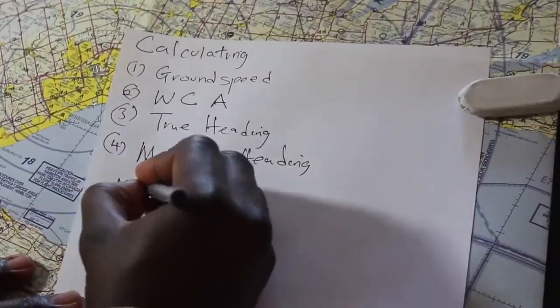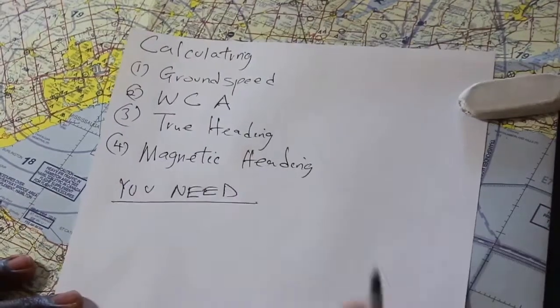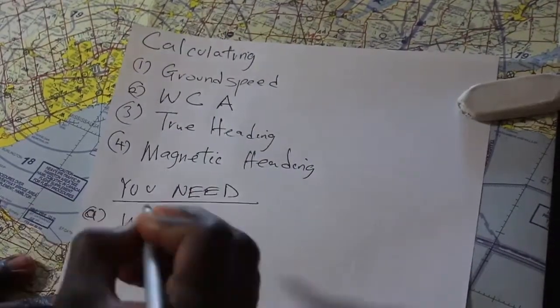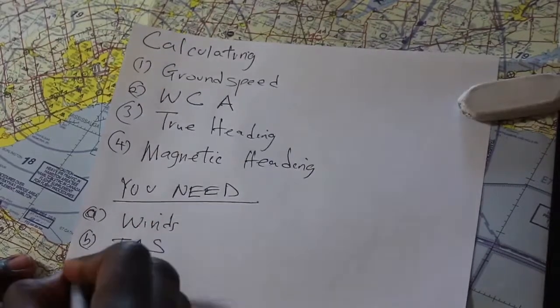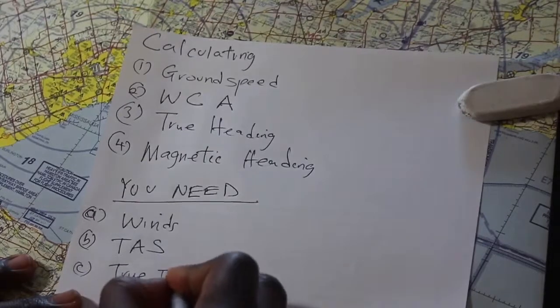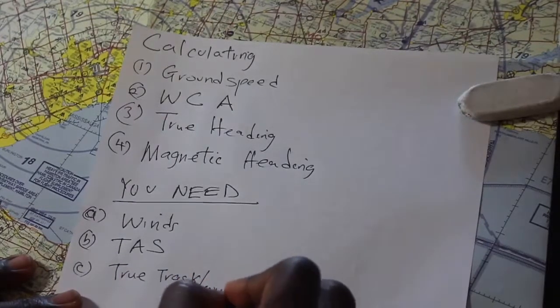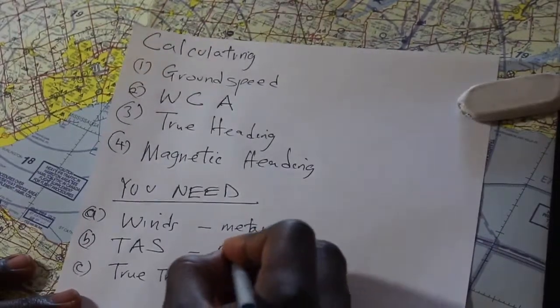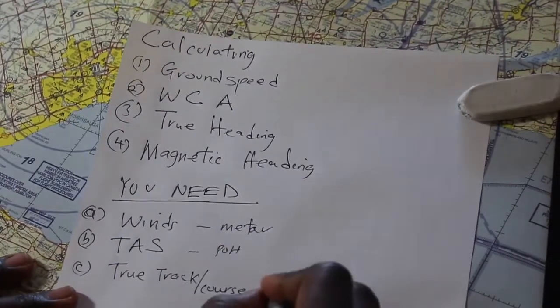Now, to calculate any of these, you need the following information. You need to know your wind speed and wind direction. You need to know your true airspeed. And finally, you need to know your true track or true course. The United States and Canada call it different things, but it's the same.